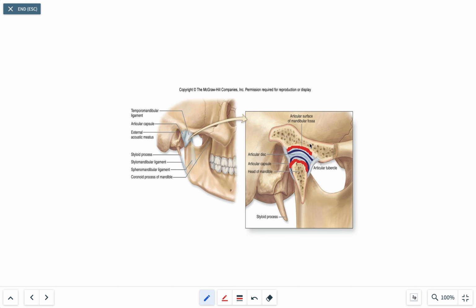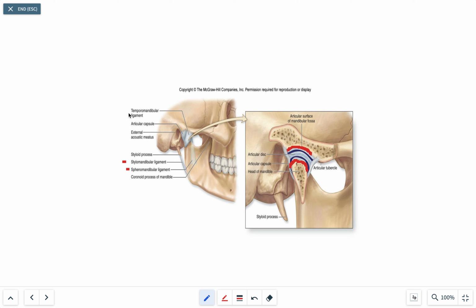So to help support this joint, we have a series of ligaments. The first one is the sphenomandibular ligament, which, when we're talking about ligaments, is going to connect two bones. So it's going to connect the mandible to the sphenoid. And then we have the stylomandibular ligament. This ligament is going to connect the styloid process with the mandible.